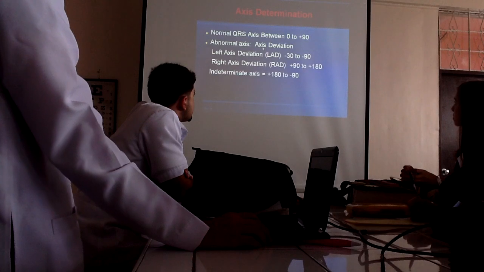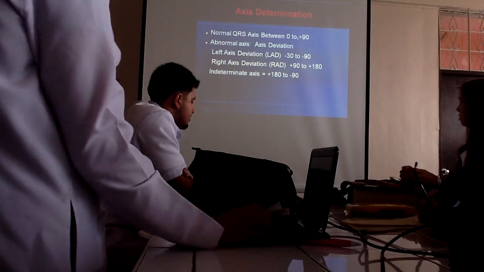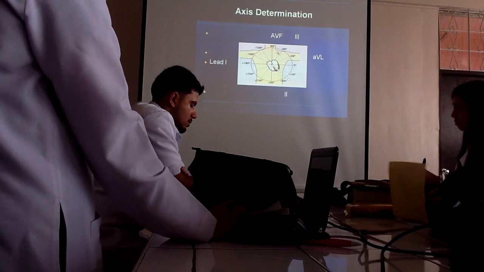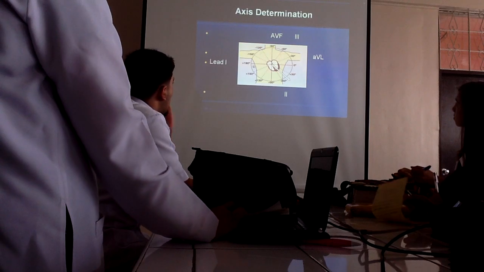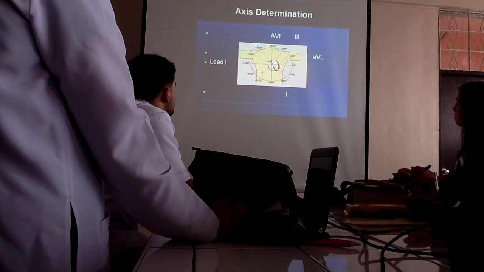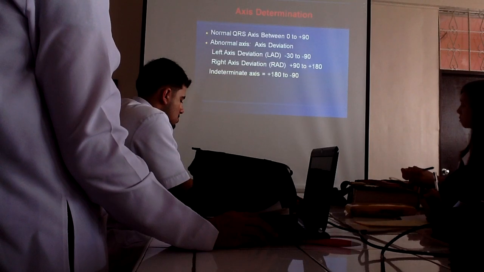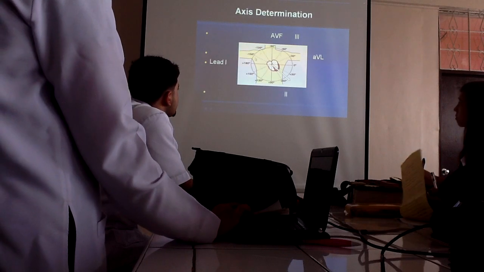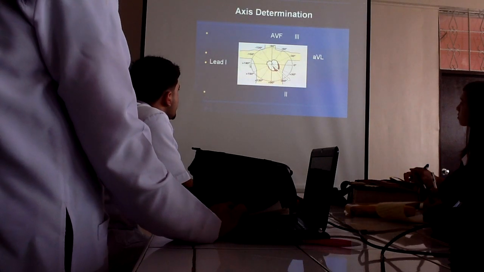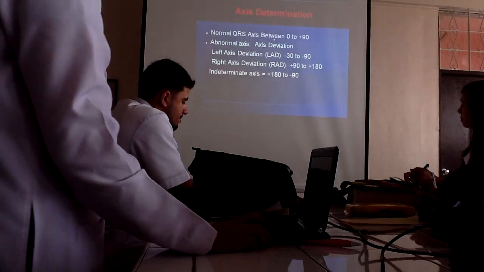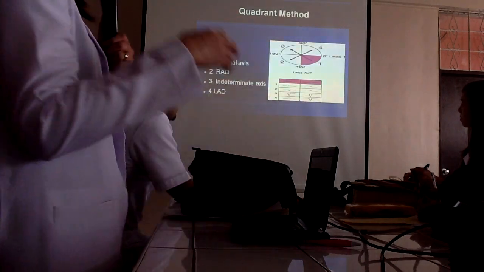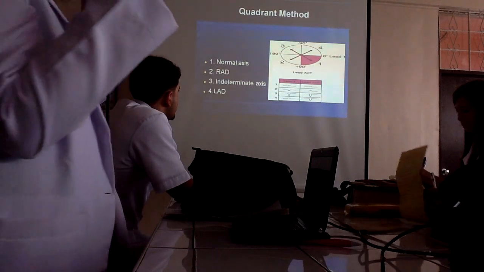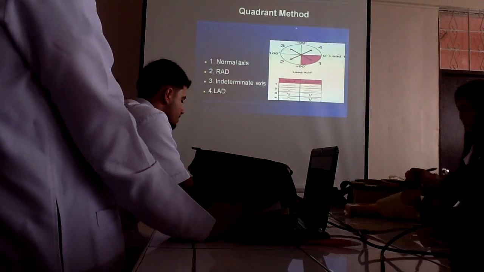Okay? So normal axis falls between 0 to 90 degrees. Going here, going up, that's your left axis deviation. This is your right axis deviation, and this one is your indeterminate axis, or what we call no man's land. Basically, we analyze that by vectors, but one of the easiest is the quadrant method.